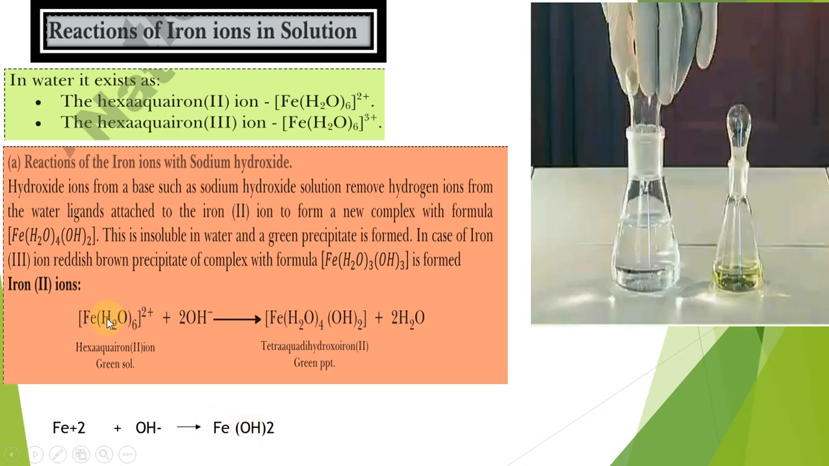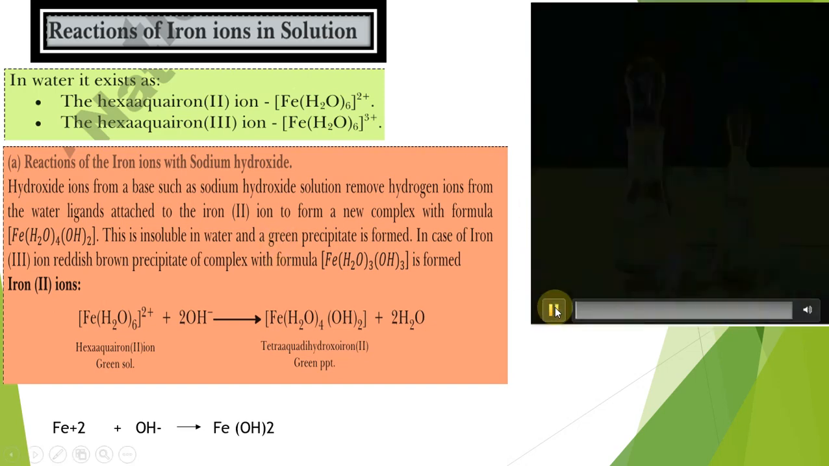If you see the difference between this complex ion and this compound, only OH2 is added to which one? To Fe. So we can simply say that in this reaction the hydroxide ion reacts with iron to produce an insoluble complex. How insoluble? You can see in this video, you will find out.